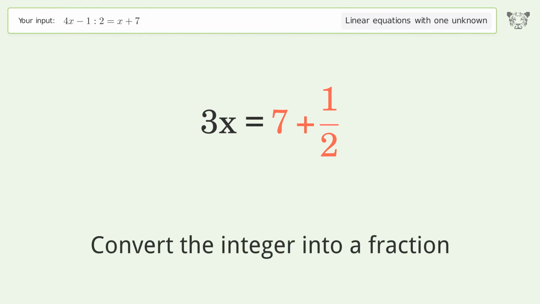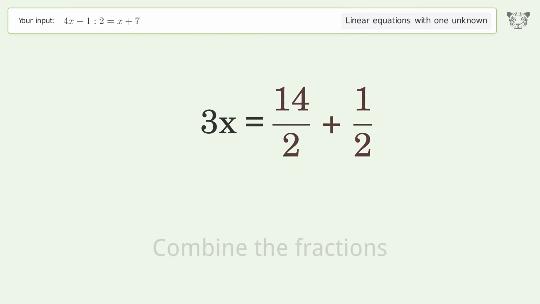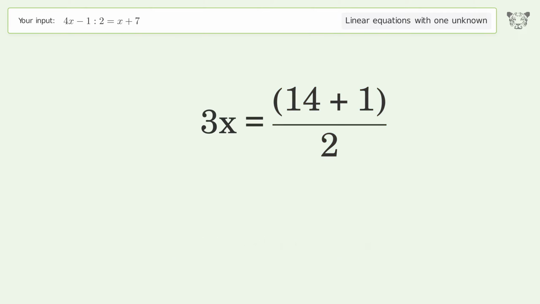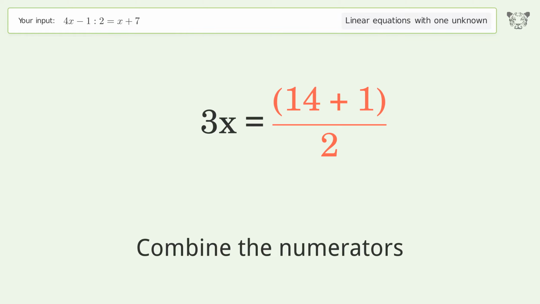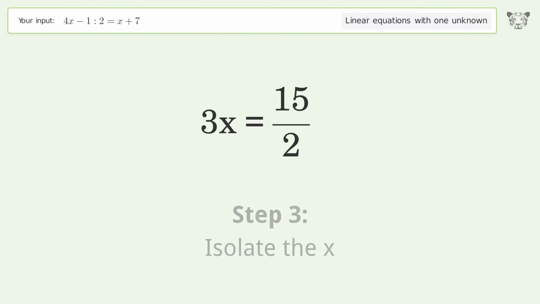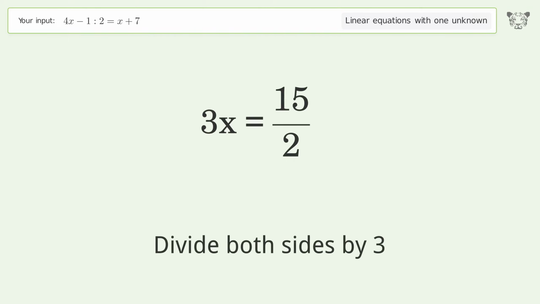Convert the integer into a fraction. Combine the fractions. Combine the numerators. Isolate the x. Divide both sides by 3.